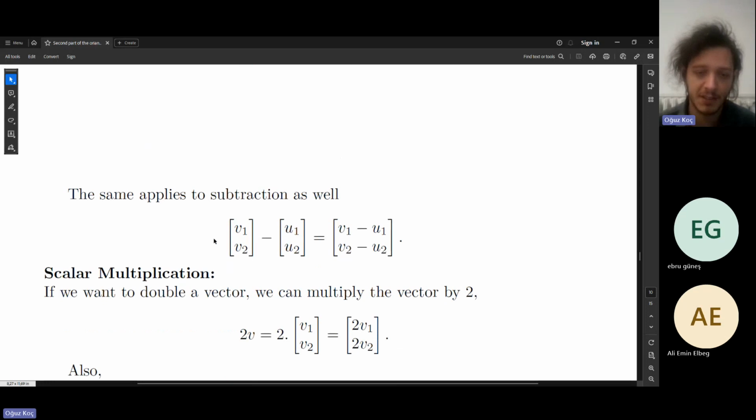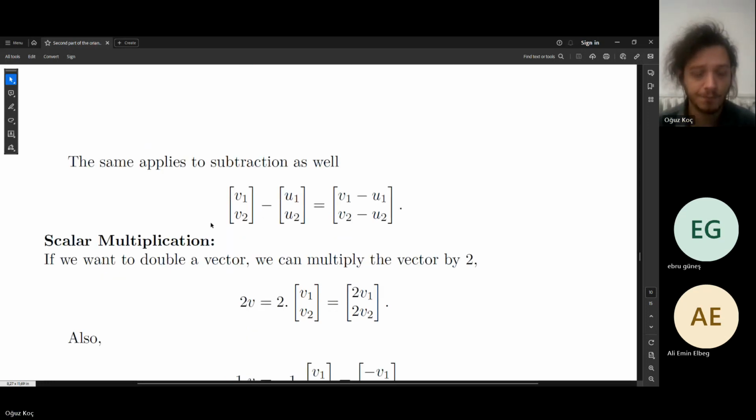And also we can subtract the vectors as well. When we subtract U1, U2 from V1, V2, we get V1 minus U1, V2 minus U2.